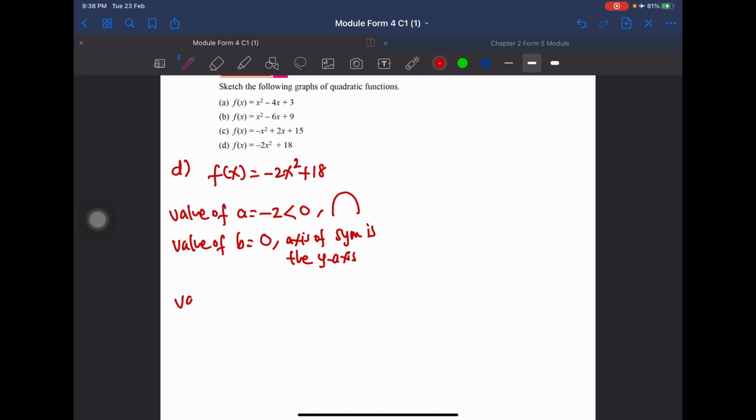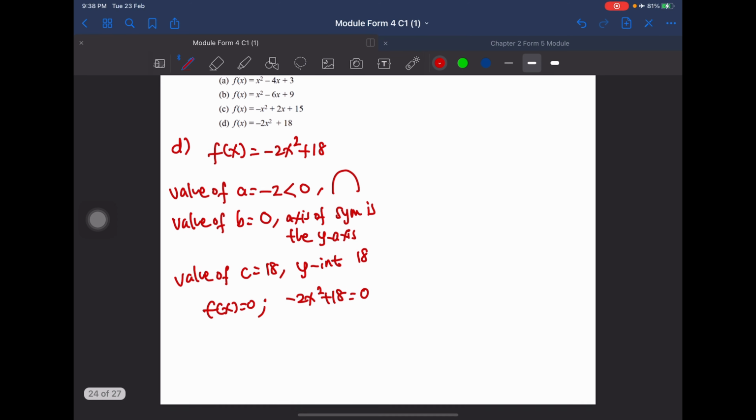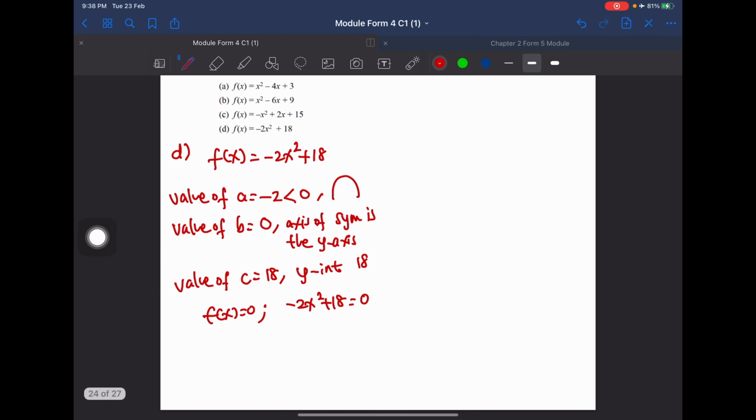Okay, next kita cari value of C, 18. So it means y-intercept is 18. Okay, next for the roots. Okay, roots kita ada fx equals to 0. So negative 2x square plus 18 equals to 0. So A kita negatif, so positifkan terlebih dahulu. So 2x square minus 18 equals to 0.